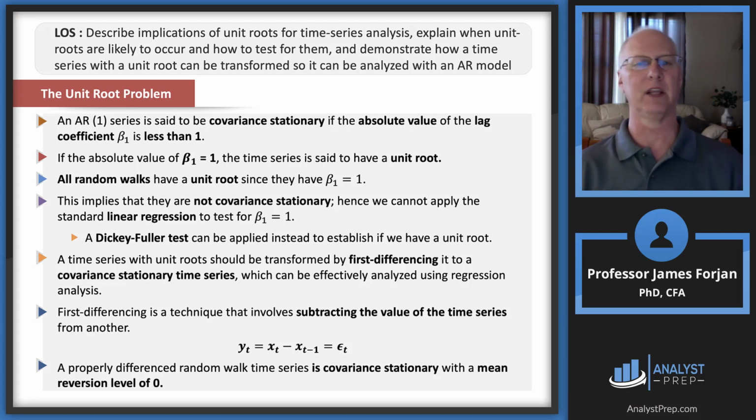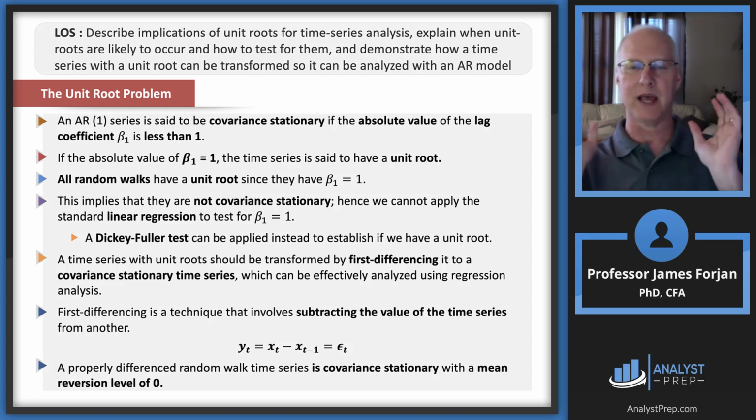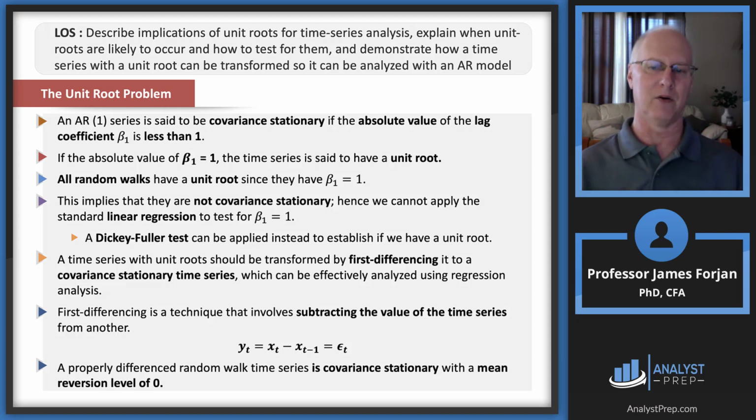First differencing is a fairly easy concept. All we're going to do is subtract the value of a time series from itself, lagged. Notice the bottom arrow point. A properly differenced random walk time series is covariance stationary with a mean reversion level of 0. So here's the deal. We don't have to punt. We can come up with a play and say, let's do something different. And then the model can be used for appropriate inferences. All we're going to do is this concept of first differencing.